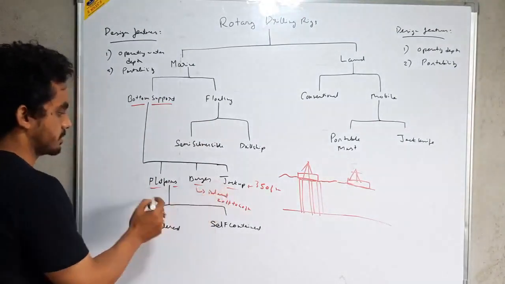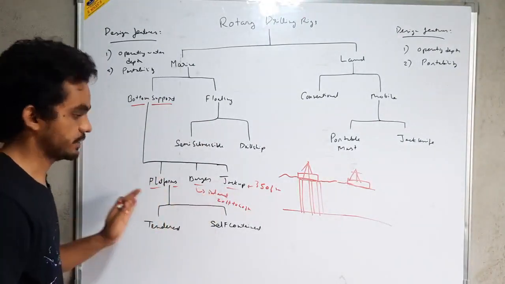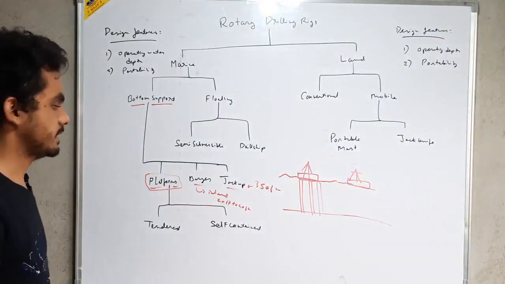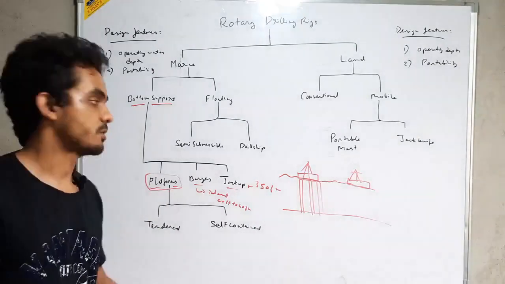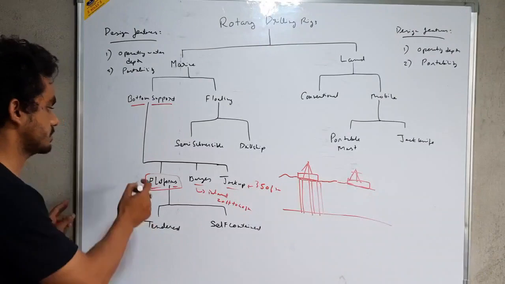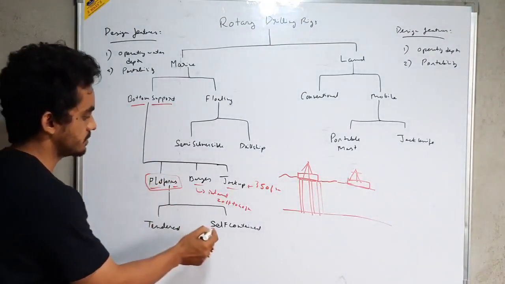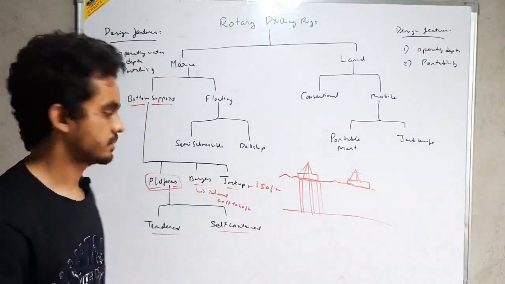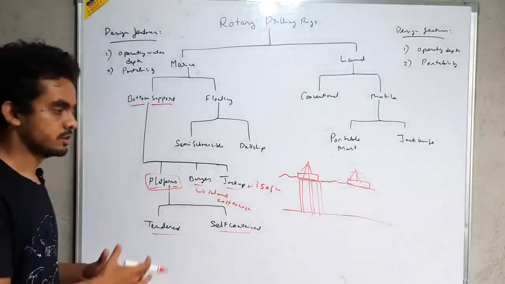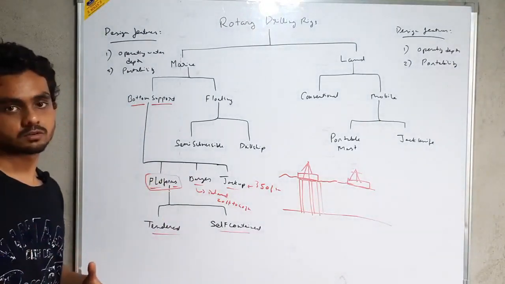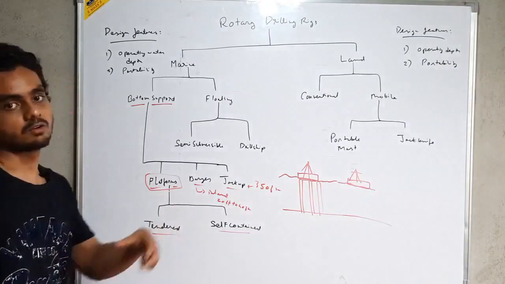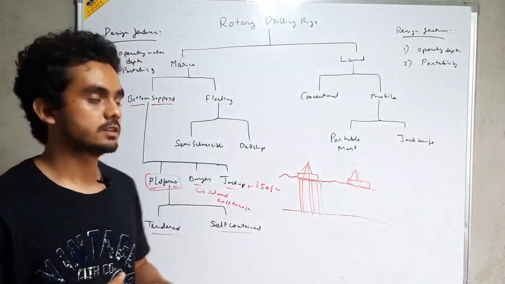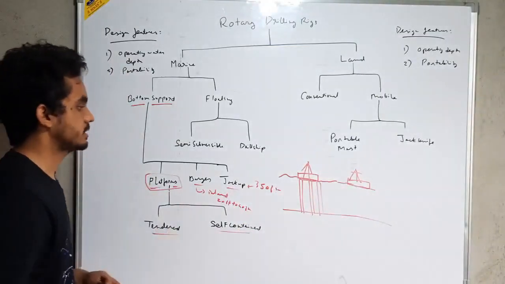So these two are portable, but platforms are generally fixed. In large fields which have very large potential, having large reserves, that means which will give us lots of profit, in those fields we generally use fixed platforms. Now those platforms can be self-contained or tendered. Self-contained means everything is inside that platform itself, but some platforms are small, so some things like the quarters of the employees, they can be tendered or they are placed separately, and the rig operations are done on the platform. So depending upon the size of the platform, it can either be self-contained or tendered.